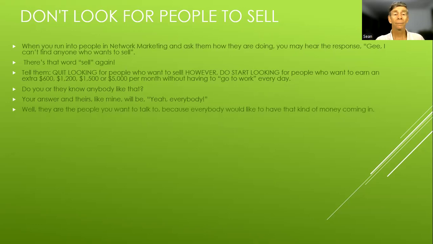And these people are the people that you want to talk to because everybody would like to have that kind of money coming in. Think about getting paid not only once a month. I love it because I get payday, and then it's about 10 days later, I get second payday. It's wonderful. And if you're selling something, well, payday happens when that money comes in every day.